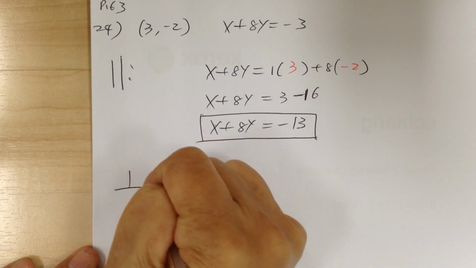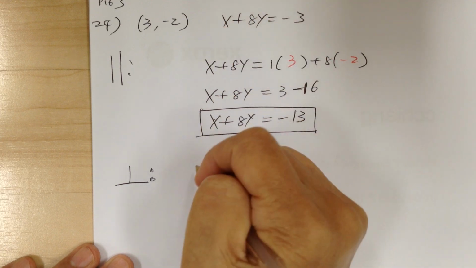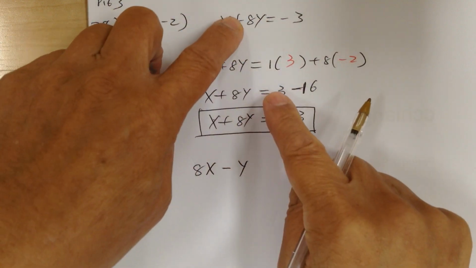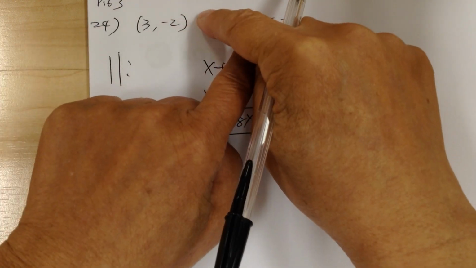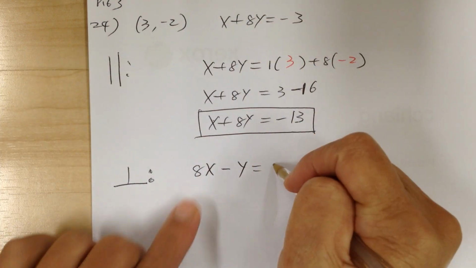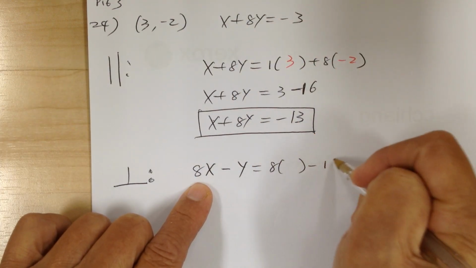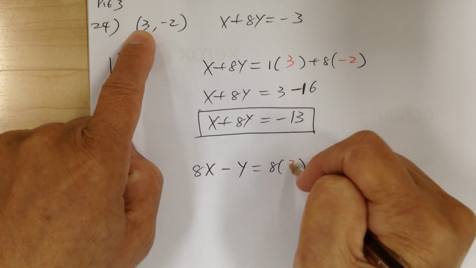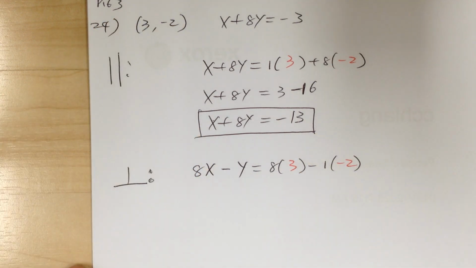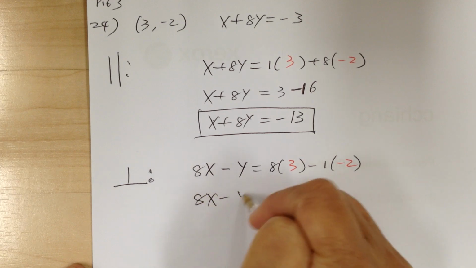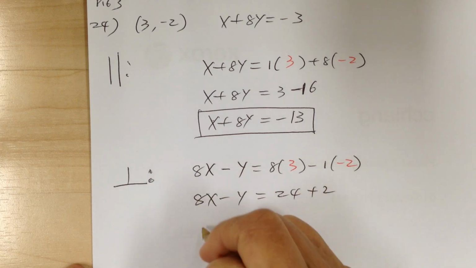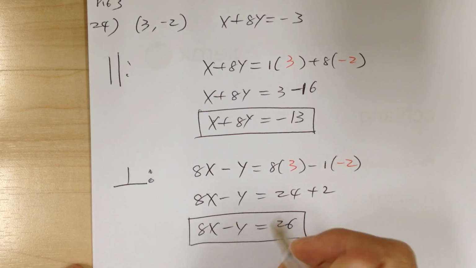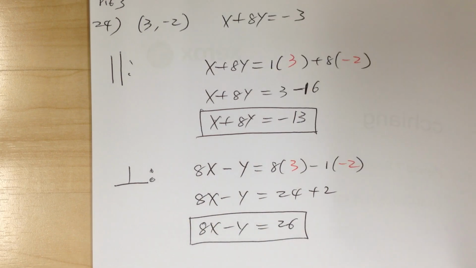Now to do the perpendicular line, again, first you have to switch the number. So you're going to have 8x minus y, right? Again, 1 and 8 switch, and positive becomes negative. So switch the coefficients, and change the sign. And this will equal 8 times something minus 1 times something. Again, you want to go through this point, so you put the coordinates in here. So you're going to have 8x minus y equal to 24 plus 2. So you got 8x minus y equal to 26. Okay, let's go to the next one.